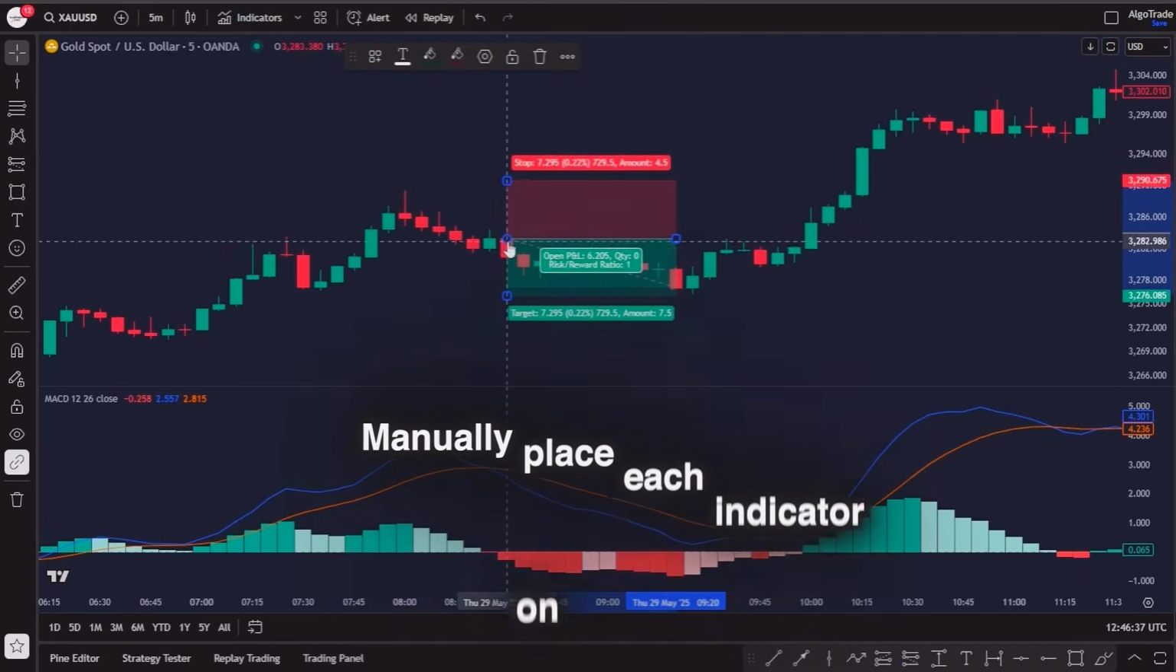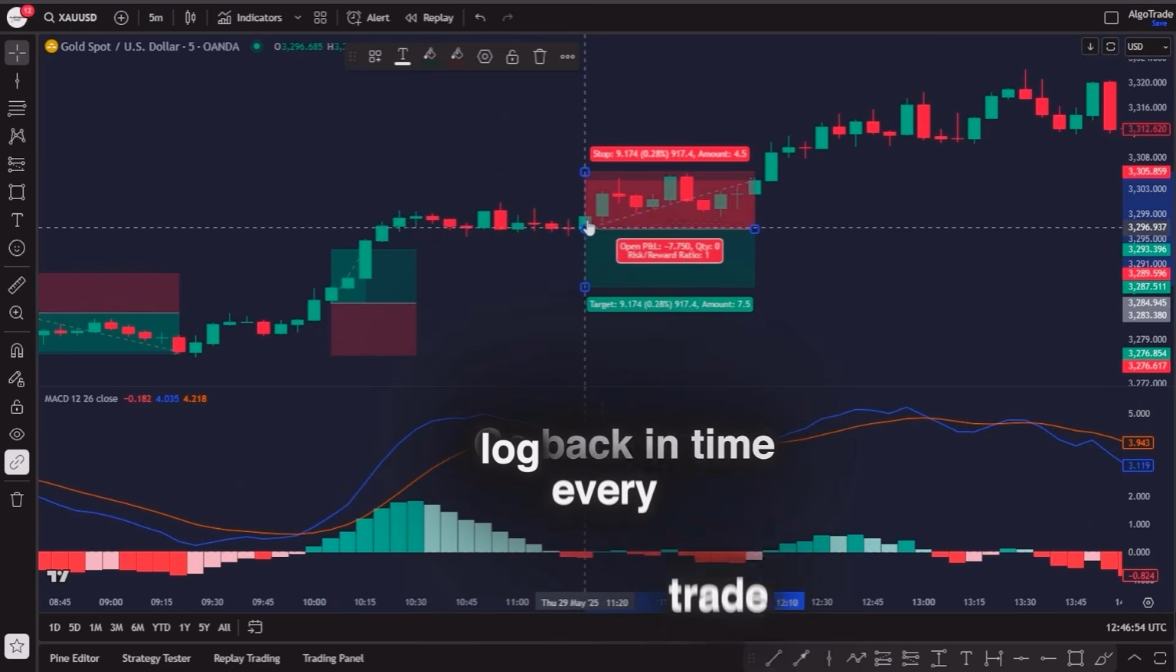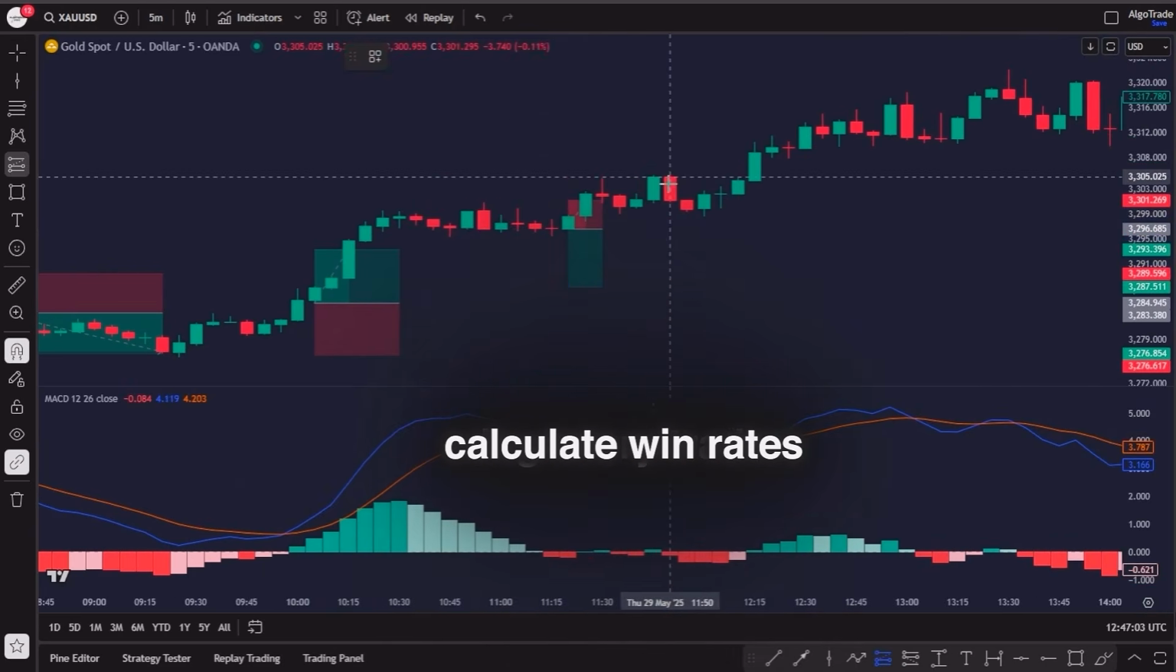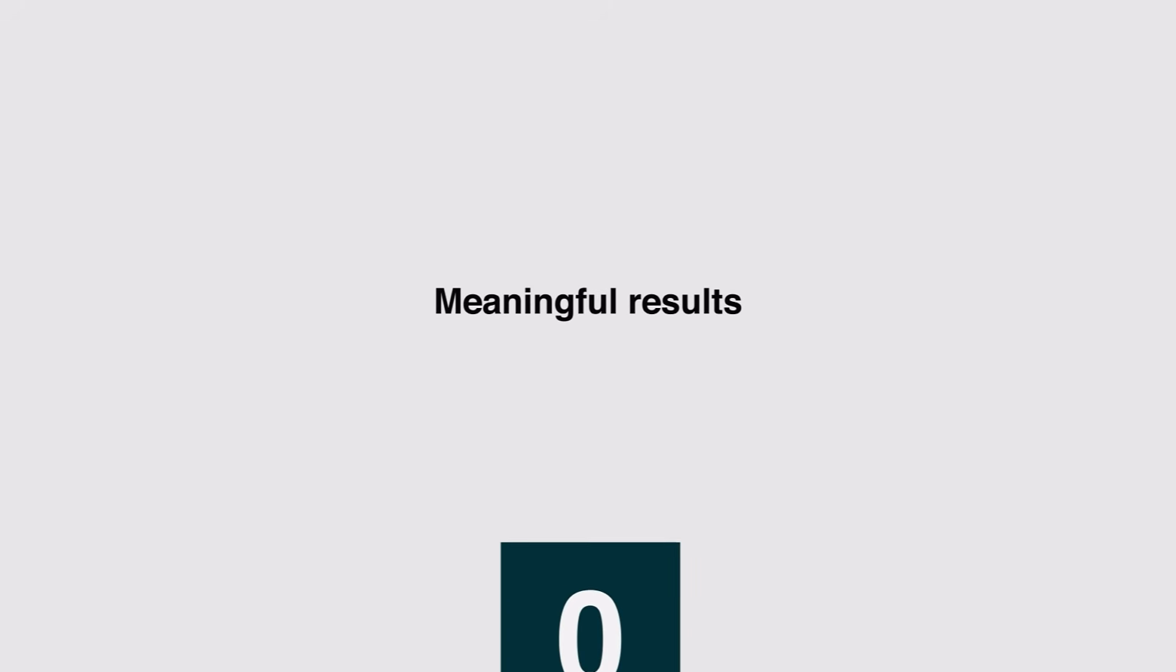Next, let's talk about the testing process. You can manually place each indicator on the chart, go back in time, log every trade and calculate the win rates one by one. It works, but it's painfully slow. And if you want meaningful results, you'll need to test at least 20 or even 50 different indicators.